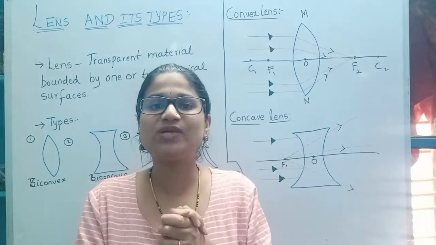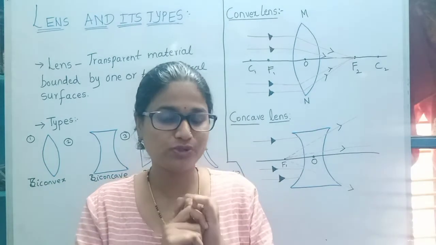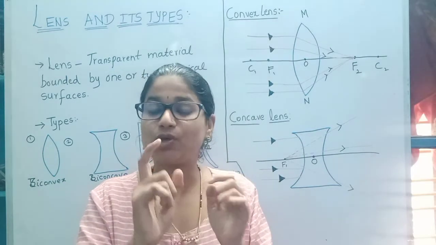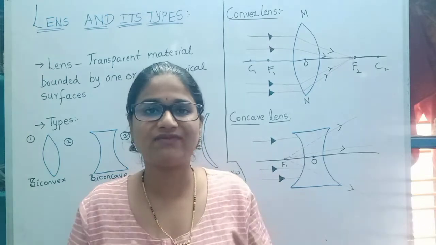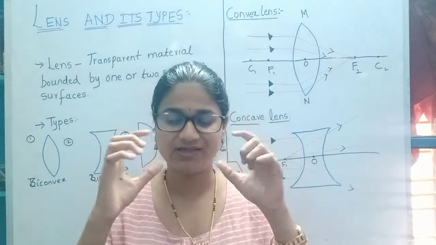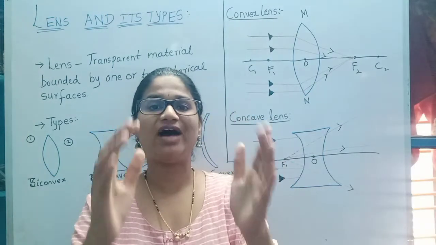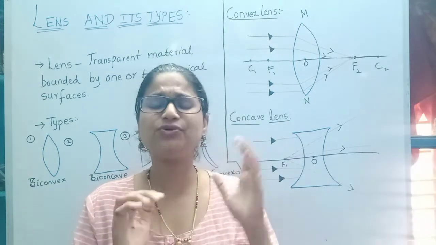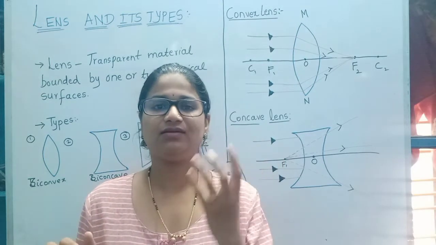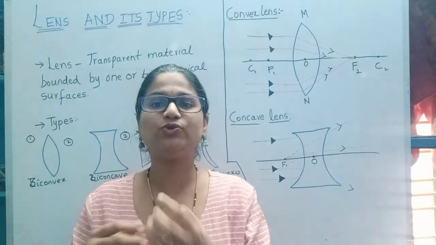So these lenses we can observe in a microscope also. We can see them in binoculars, or in common language we will call it a durbin, which we use to see the far objects. Right. So these are the daily things where we will use the lens.